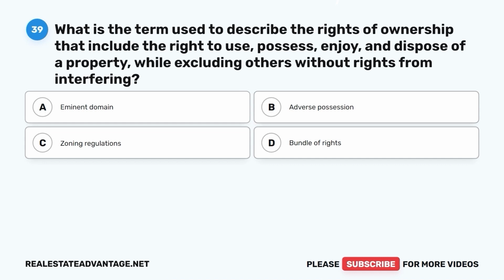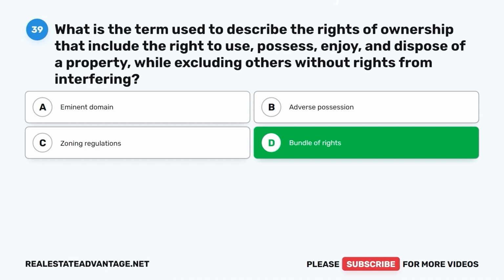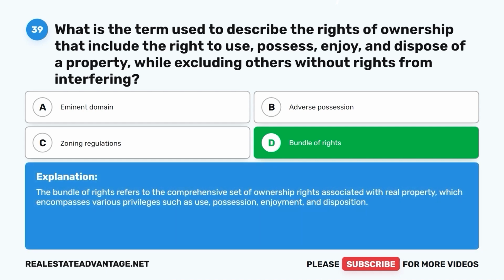Question 39. What is the term used to describe the rights of ownership that include the right to use, possess, enjoy, and dispose of a property while excluding others without rights from interfering? A. Eminent domain. B. Adverse possession. C. Zoning regulations. D. Bundle of rights. The correct answer is D. Bundle of rights. The bundle of rights refers to the comprehensive set of ownership rights associated with real property, which encompasses various privileges such as use, possession, enjoyment, and disposition.